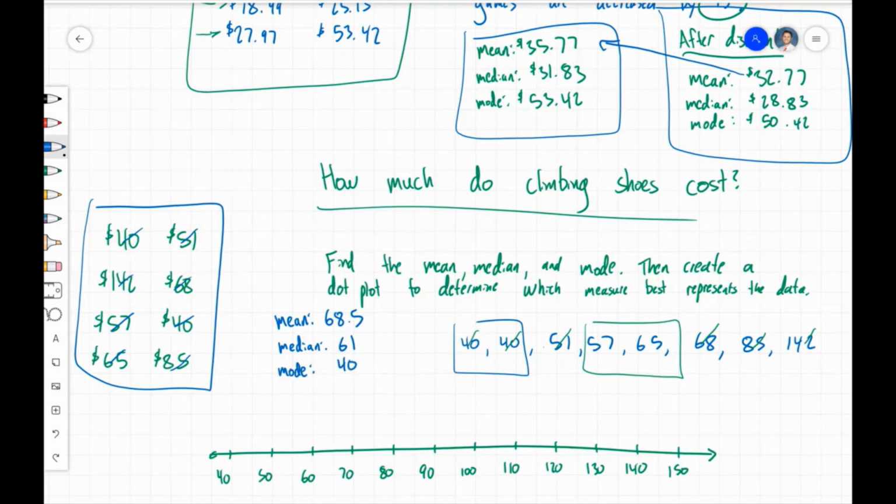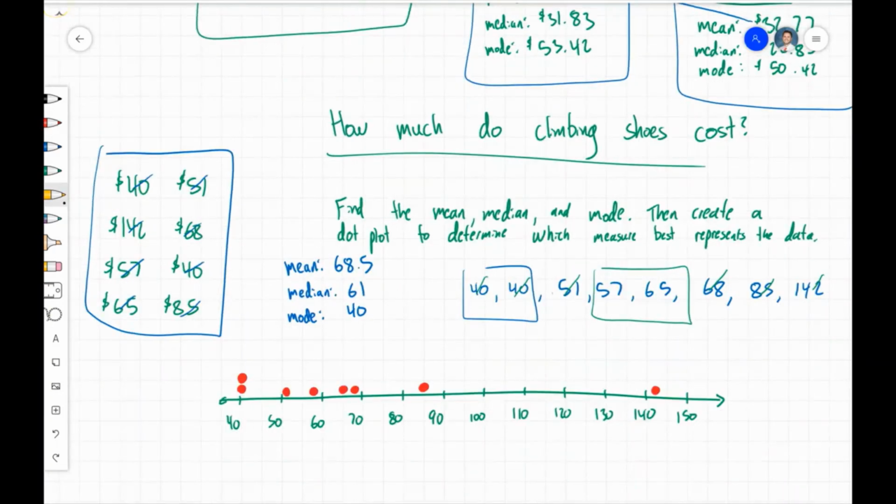So now let's go ahead and make our dot plot. So we've got 2 values at 40. So we'll put 2 there. We have one at 51, so that would be about over here. One at 57. One at 65. And one at 68. Then we have one at 85. And one at 142. So our mean at 68.5 would actually be right over here, because this red point here represents 68. So our mean would be this yellow line. Our median at 61, that would be about here. So that'll be our green line. And then our mode with the blue line would be right here at 40.